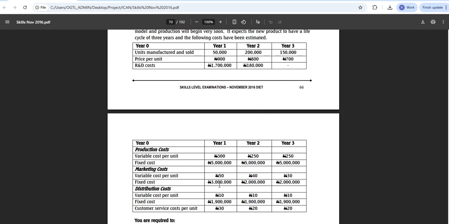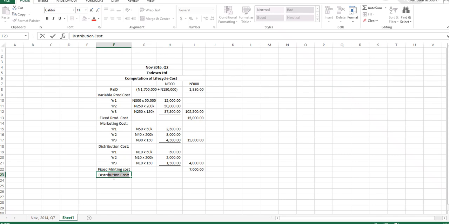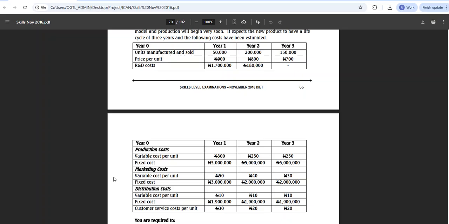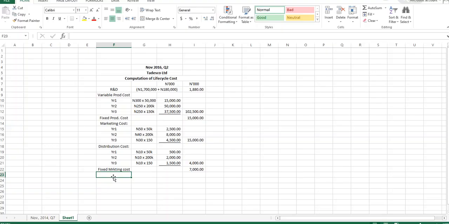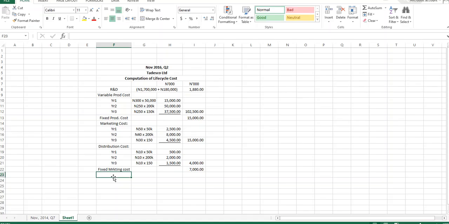So that's that. Now we also have the distribution cost. Have I written distribution cost before? Okay, yeah, we have the distribution cost. What else do we have? We also have customer service cost per unit. That's also a variable cost, right? Per unit. Am I right? So what do we have on that?